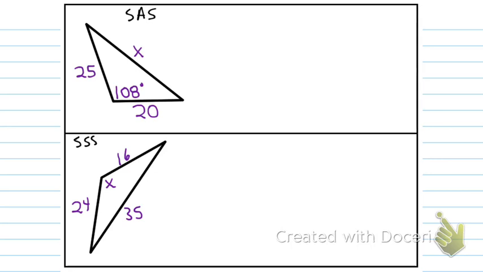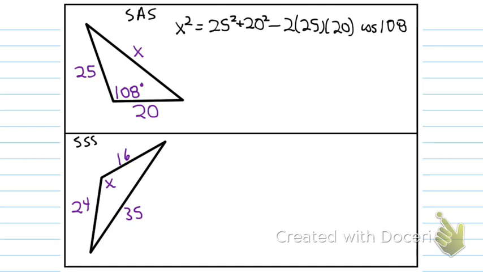So here we are. Let's solve for x, and this is a side angle side type scenario. So we're going to go x squared equals 25 squared plus 20 squared minus 2 times 25 times 20 cosine of 108. Now, things to notice here. It doesn't matter which order you write 25 and 20 here either.